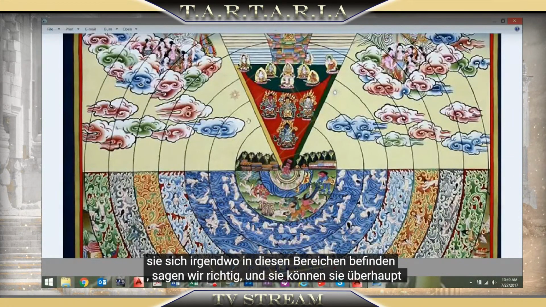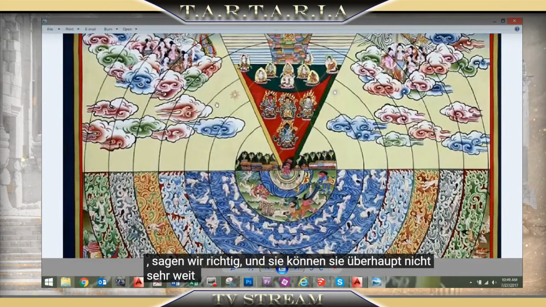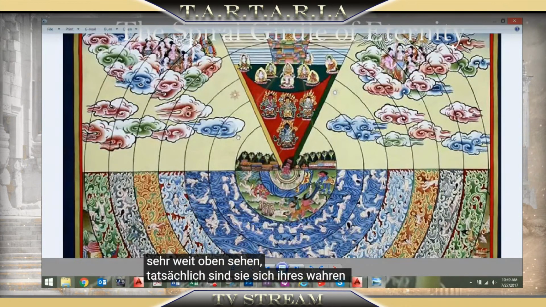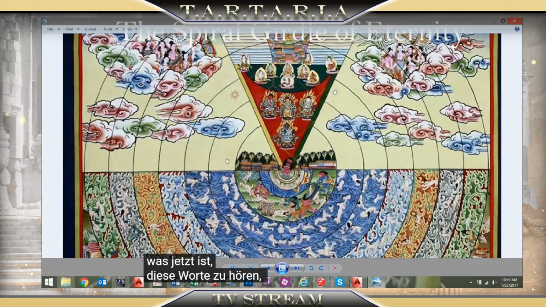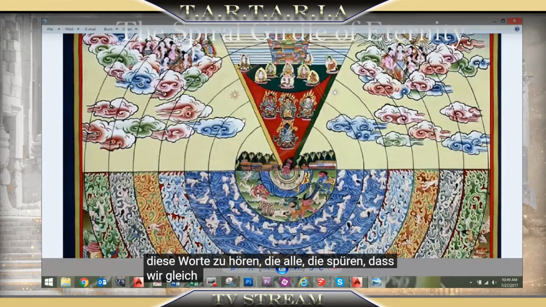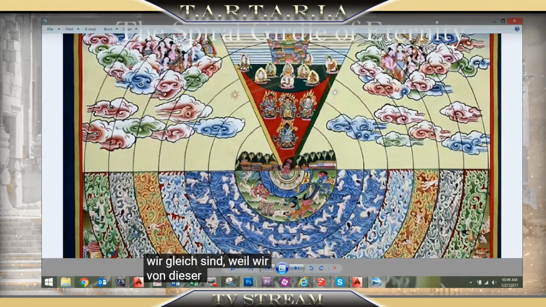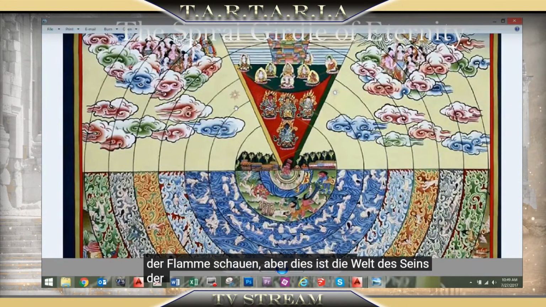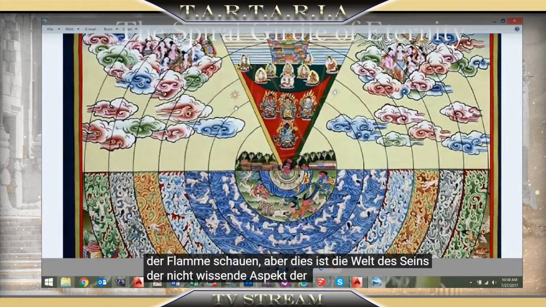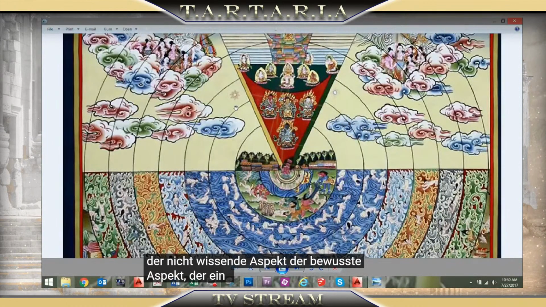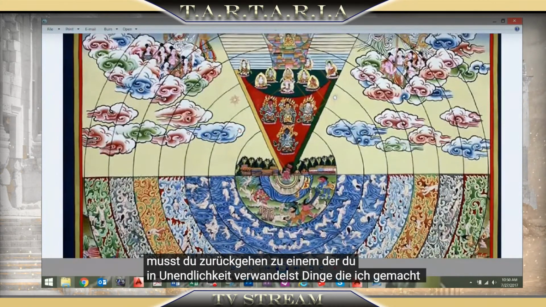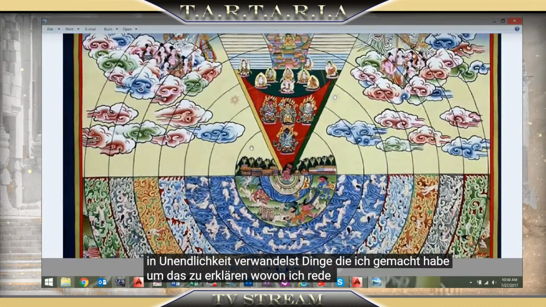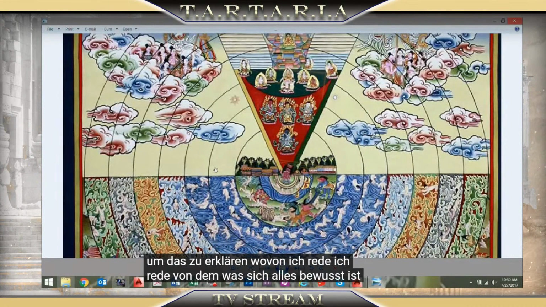And they cannot see very much up the cone at all. In fact, they're not aware of their true being, the aware conscious being that they are, which is now listening to these words, which everybody is. In that sense, we are the same because we are looking from this world down into the existential plane. But this is the world of being, the knowing aspect, the aware aspect, which is a principle. And for that, you have to go back to one of the eternity and infinity things that I made to explain what I'm talking about. I'm talking about that which is aware of everything.